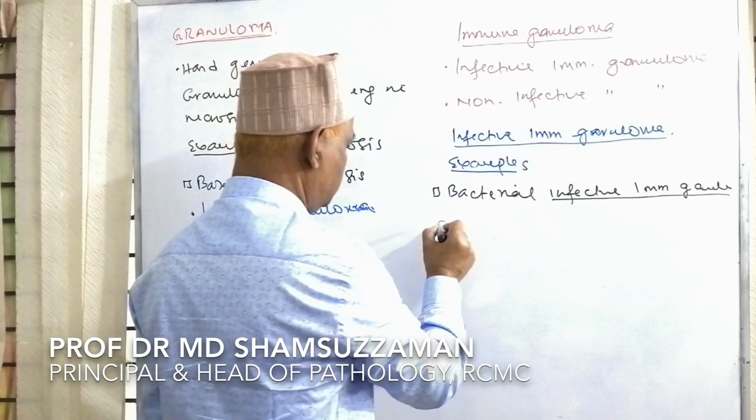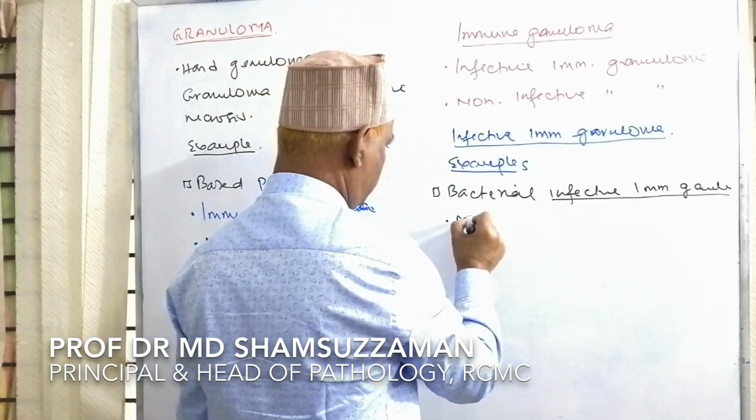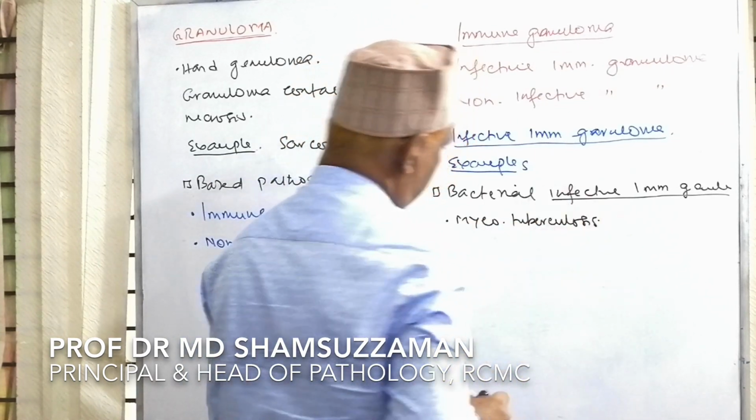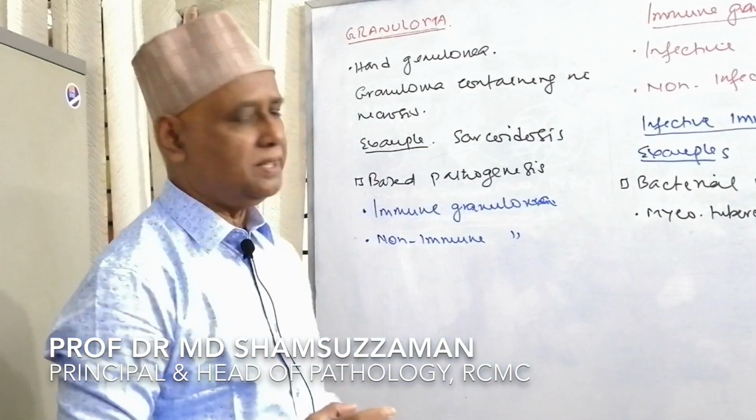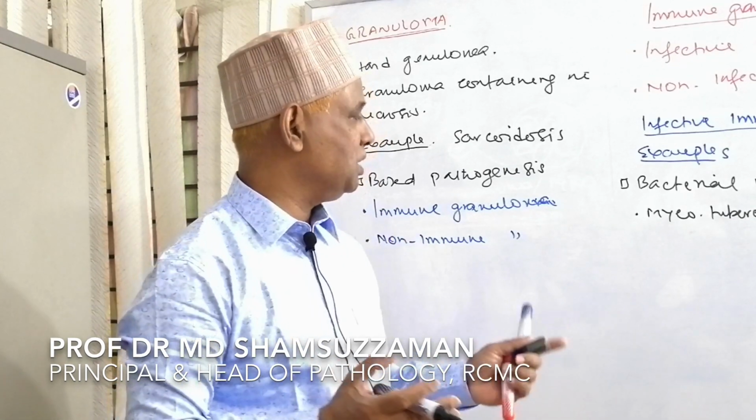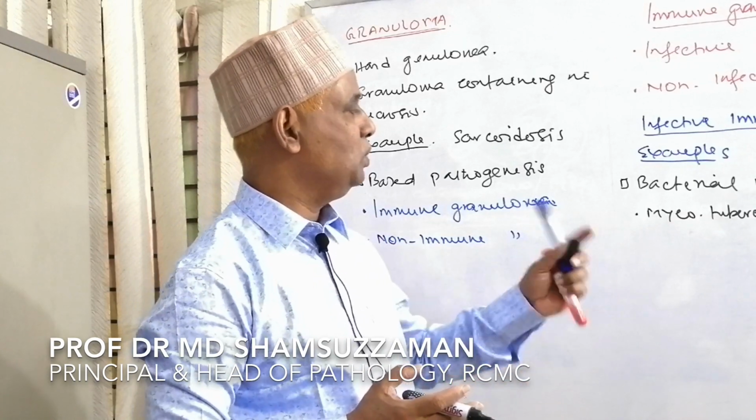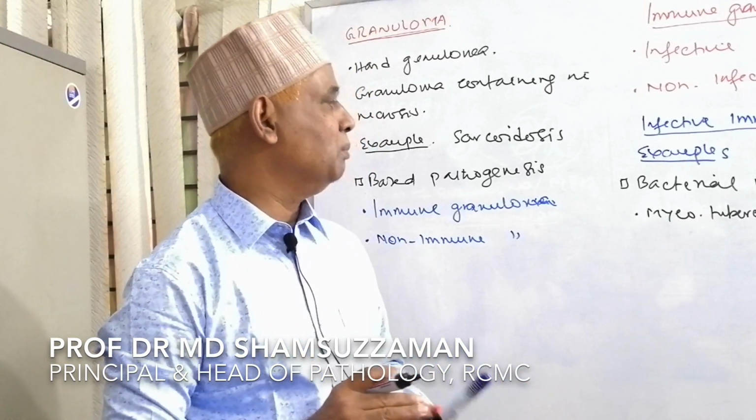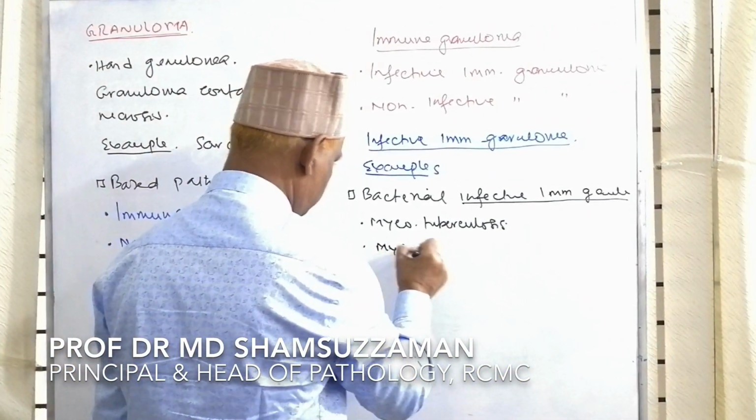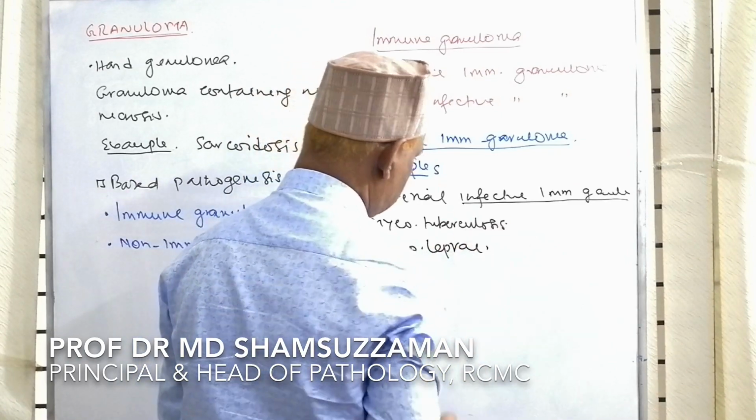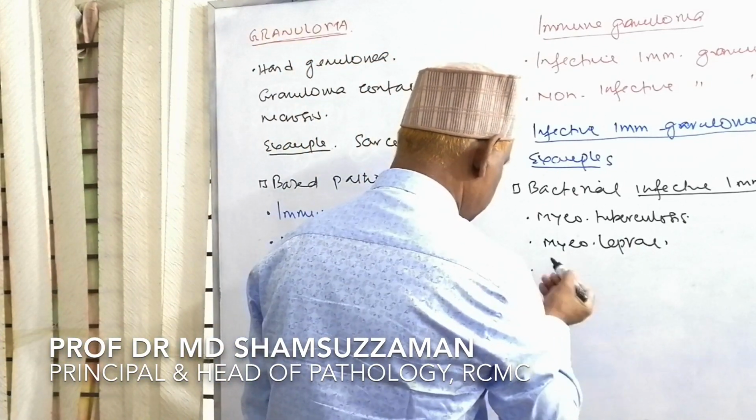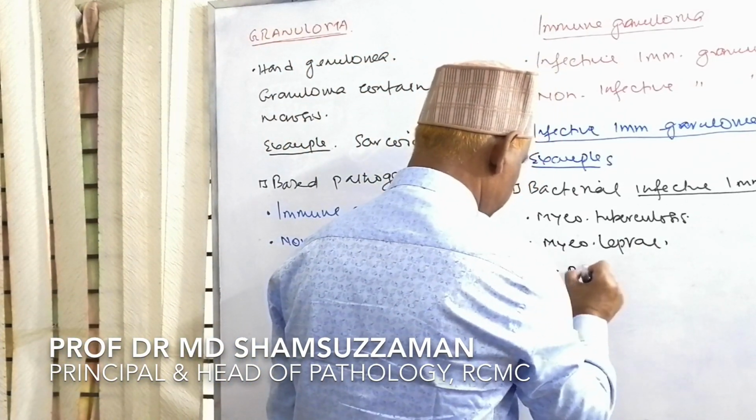Example of it, number 1, Mycobacterium tuberculosis. You know, Mycobacterium tuberculosis causes the disease tuberculosis. It may be pulmonary tuberculosis or extrapulmonary tuberculosis. What may be the site of tuberculosis? At the site of tuberculosis, we will get granuloma. So it is an example of infective immune granuloma, bacterial type. Another is Mycobacterium leprae. It causes leprosy. At the site of leprosy, we get granuloma. Another is Treponema pallidum.